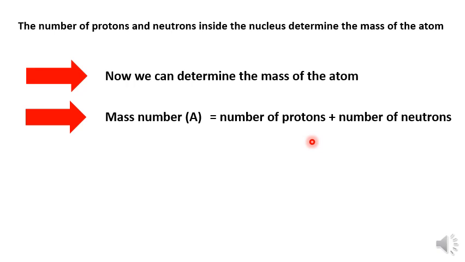I hope you understood what is the meaning of the mass number, what is the meaning of the atomic number, and how the atom is neutral. How can it achieve this neutral phase? By having equal number of electrons and protons inside of it. I hope everything is clear, and now you can solve the worksheet.